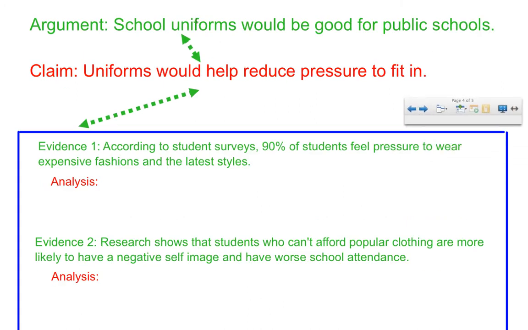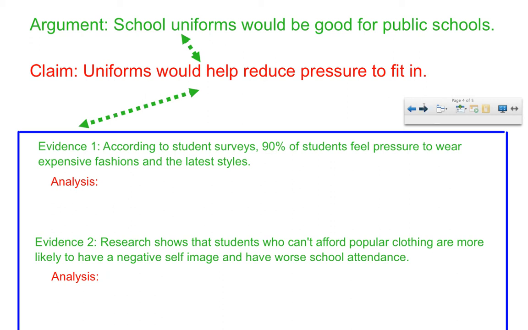Our argument is that school uniforms would be good for public schools. Our claim is that uniforms would help reduce pressure to fit in, and here are our two pieces of evidence. What we would like you to do now is to pause the video and write two analysis statements for these two pieces of evidence that help support this claim. Pause and do that now.